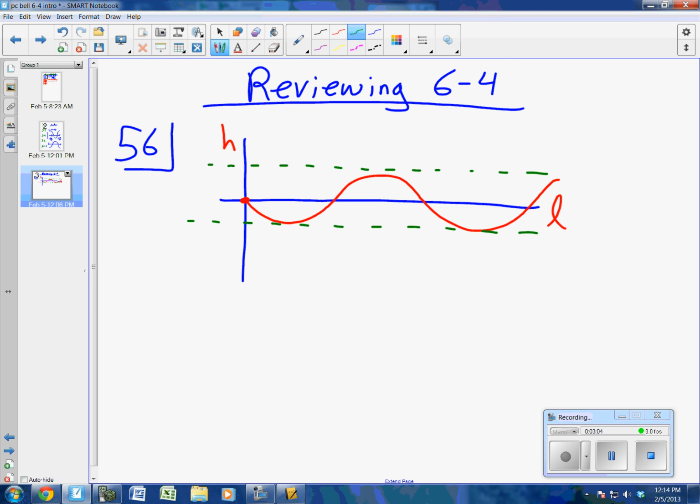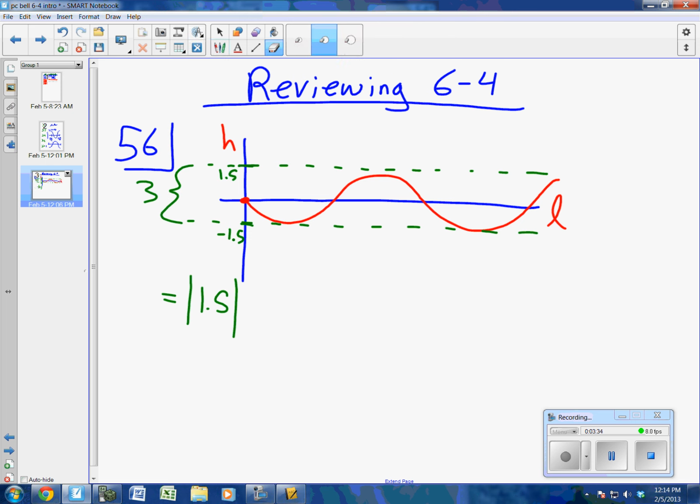Read it again. Thank you, Ramon. It goes up 1.5, right? The gap between here is 3 feet. That means that this point right here is 1.5, and this down here is negative 1.5. So, based on that, do we know the amplitude? The amplitude is equal to the absolute value of 1.5. The amplitude is 1.5.